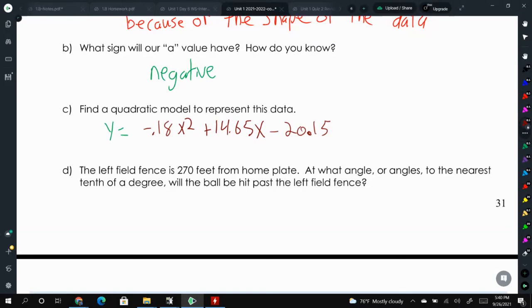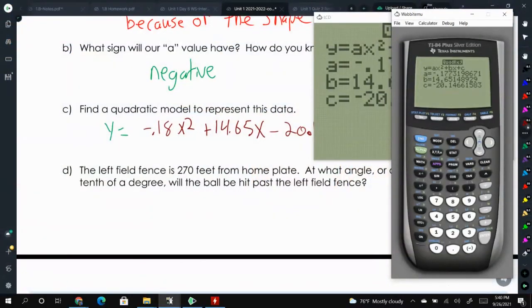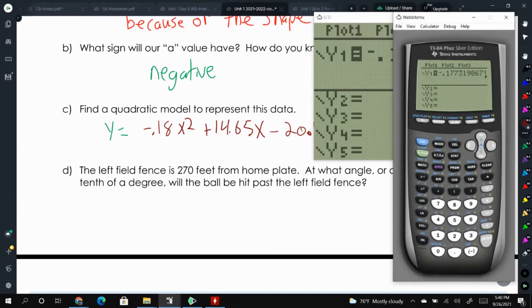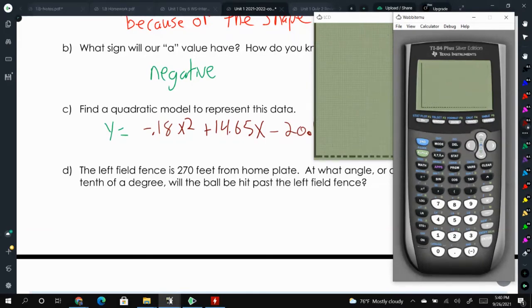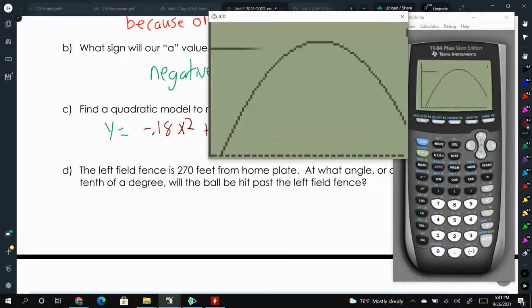Letter D says the left field fence is 270 feet from home plate. At what angle or angles to the nearest tenth of a degree will the ball be hit past the left field fence? So what we need to do is now look at some graphs. Let's go back to y equals, go up here and press enter on plot to turn that off. I have my equation stored in y1 from before, and y2, I'm going to type in 270 and see where we cross.